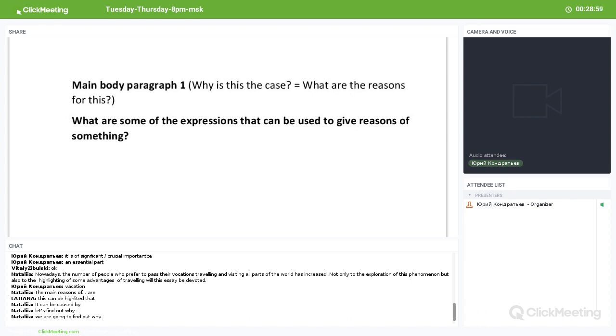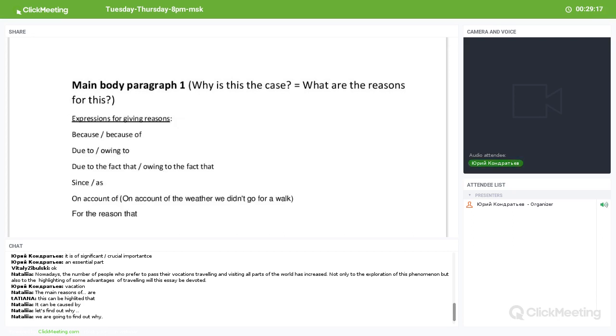Those who are taking the general IELTS, your essay should also be academic. It's just the rules are not as strict as for those who are taking the academic IELTS. But still, your essay should not be spoken. Okay, if there are any other expressions, please write them in the chat box.